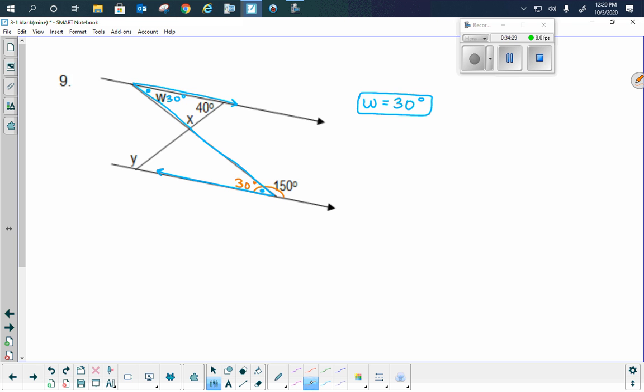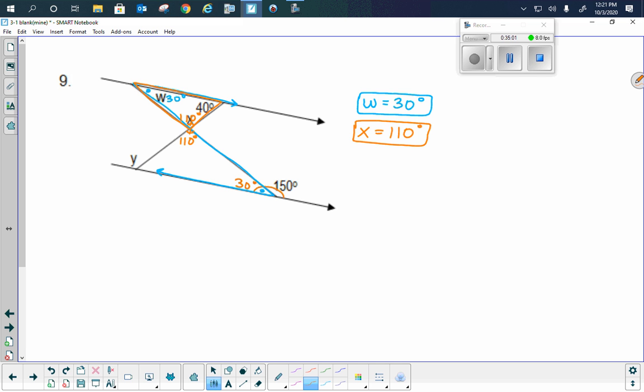Next, I might go with this fact that I see a triangle right here that I'm highlighting in orange. And I know 2 out of 3 of the angles. So 30 plus 40 is 70. 180 minus 70 will give me that x is 110 degrees. So if this is 110, then its vertical angle will also be 110 degrees. Let's put a different marking for that one.